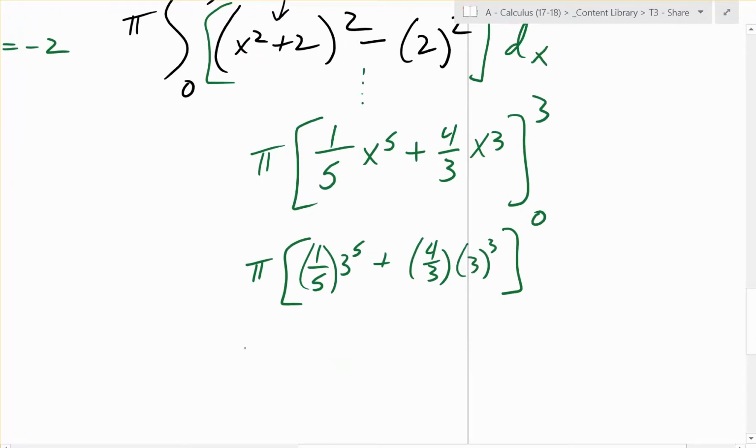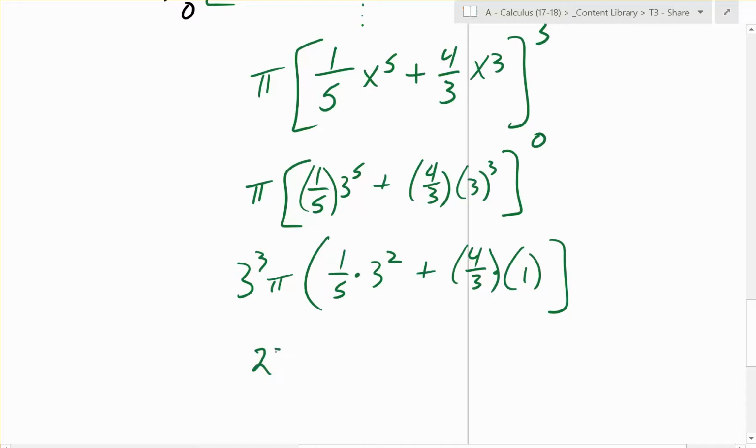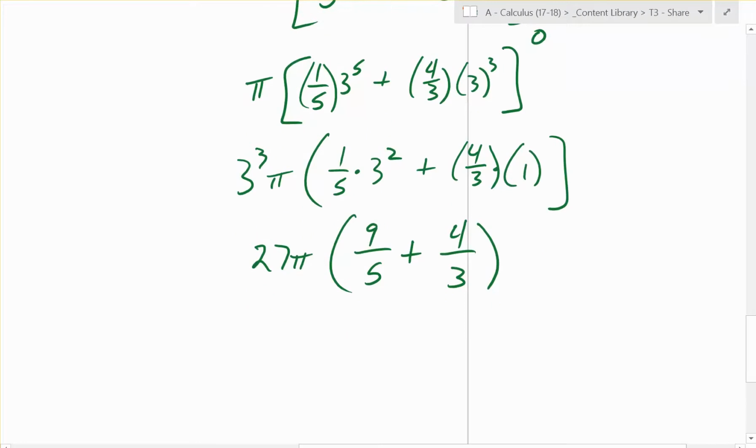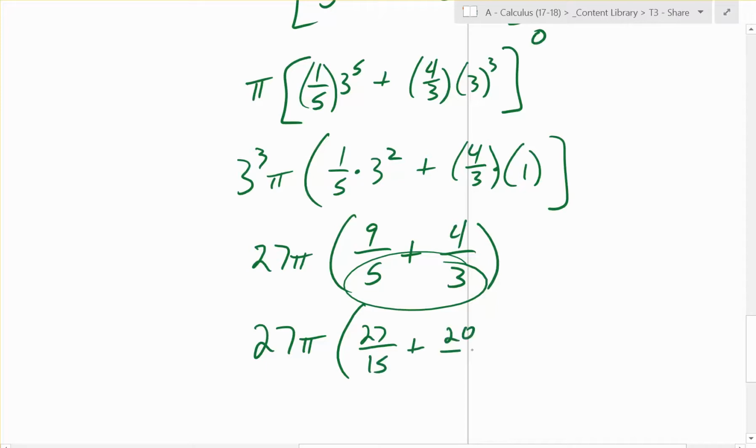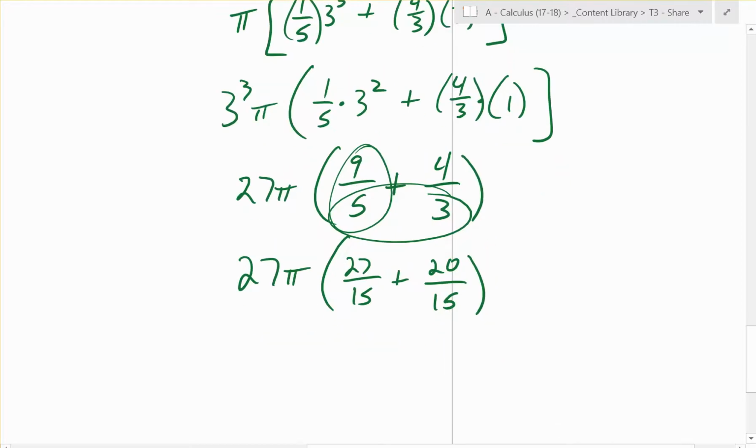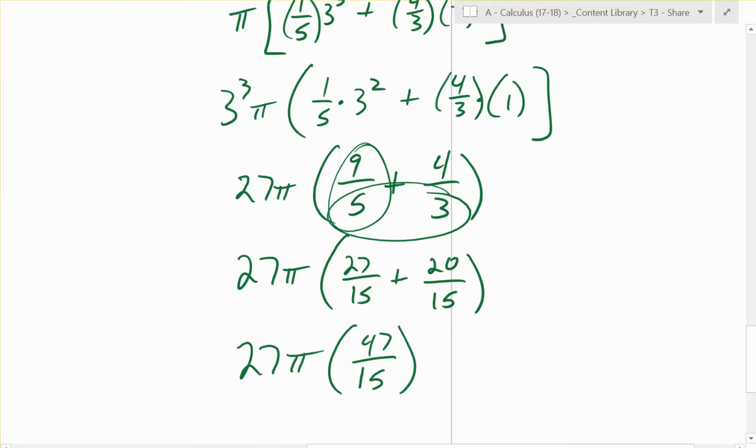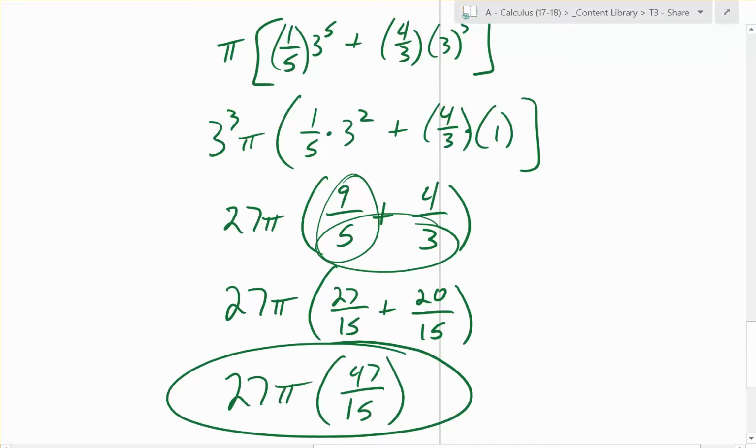Let's factor out a 3 to the 3rd. So it's going to be 3 to the 3rd pi times 1/5 times 3 squared plus 4/3 times 1, because we factored out the 3 to the 3rd. So we end up with 27 pi times 9 over 5 plus 4 over 3. Let's get a common denominator here. It's going to be 15, so multiply by 3. So we get 27 over 15 plus 20 over 15 right there. We multiply by 5 to get that, and we multiply by 3 over here to get that. So we end up with 27 pi times 47 over 15. And you can multiply that out if you'd like, but that would be totally fine as well. Or just stopping right here is fine.